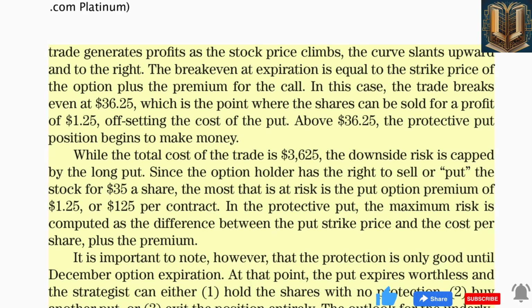In other words, the put options used in the trade should have more than 1 month of life remaining if the strategist is concerned about time decay.